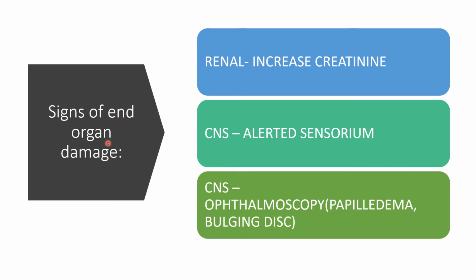Now, signs of end organ damage. The other time I said, don't worry, when we reach there, I'll let you know. We're now there. Okay, in hypertensive emergency, there's high blood pressure greater than 160 over 100 millimeters of mercury with signs and symptoms of end organ damage. That is hypertensive emergency. And that could be in the renal system, that will be increased creatinine. In the central nervous system, that will be altered sensorium. And the ophthalmoscopy will show papilloedema and bulging disc. Then we are dealing with hypertensive emergency.